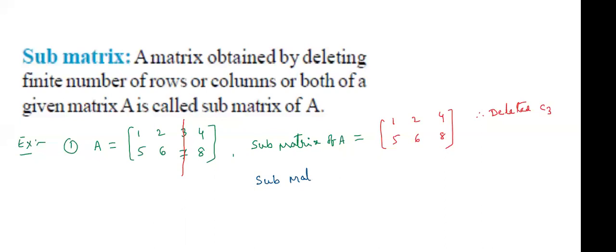If you want one more submatrix, I will write another submatrix of A. That is, I am going to delete the first row and the fourth column. The remaining matrix, whatever elements are there, those are a submatrix of A: 5, 6, 7. So what have we deleted here?